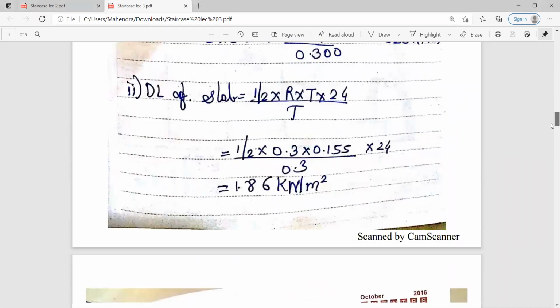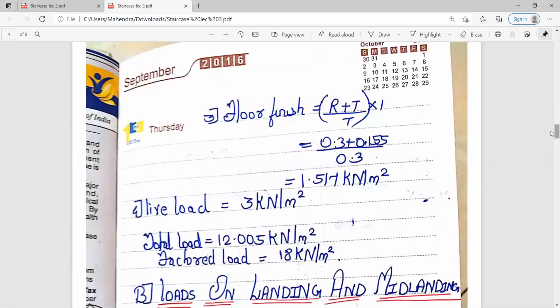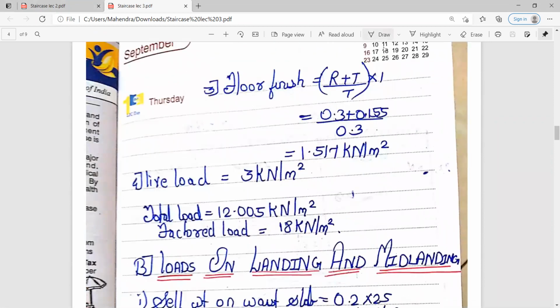After calculating the dead load, you are going to calculate the floor finish. So floor finish, the formula to calculate the floor finish is R plus T by T into 1. So R is nothing but the riser, that is 0.155. T is tread, that is 0.3 by 0.3 into 1. So floor finish आपको मिलता है 1.517 kilonewton per meter square. After floor finish, live load. Live load, already it is given in the question, that is 3 kilonewton per meter square.